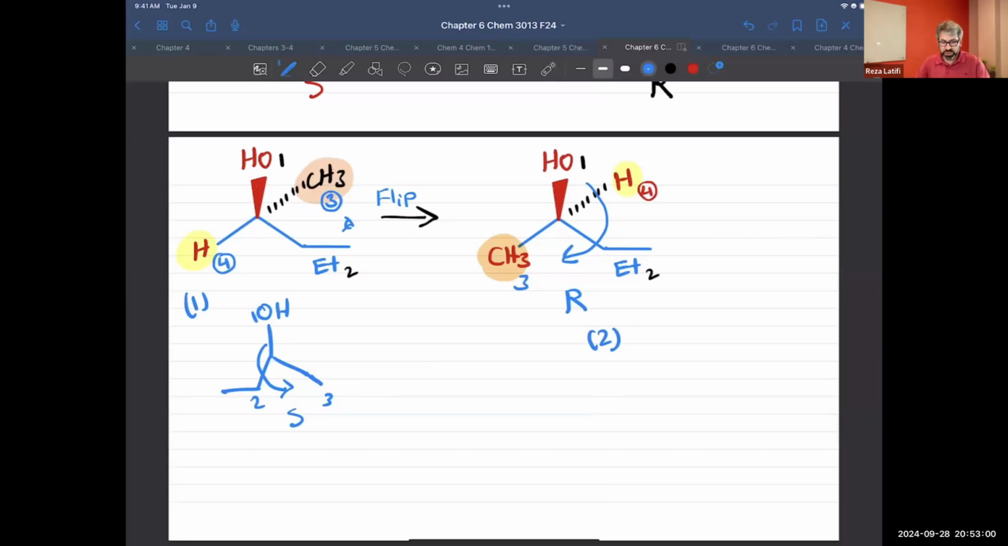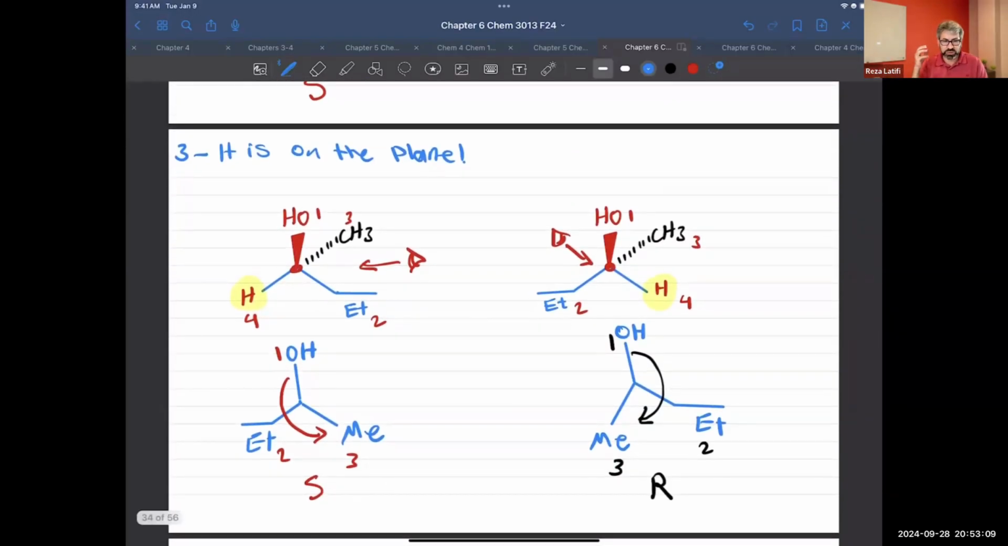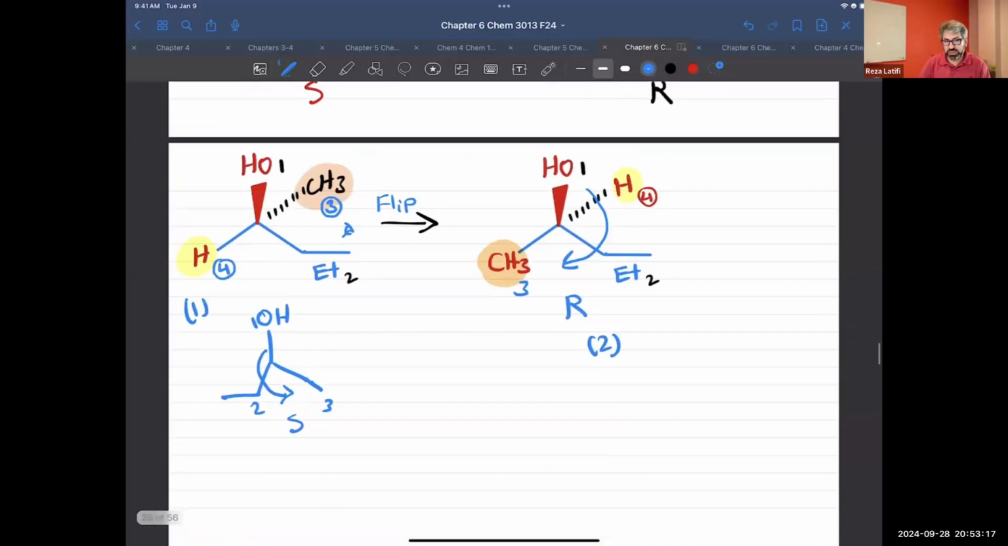The story is this: we have hydrogen on the plane, and we want to figure out the configuration. One way is to put your eyes somewhere and look at the molecule in a way that hydrogen will be far from you. That's one option. If you have a hard time with it, how about this? Do your best to move hydrogen to the back of the plane.